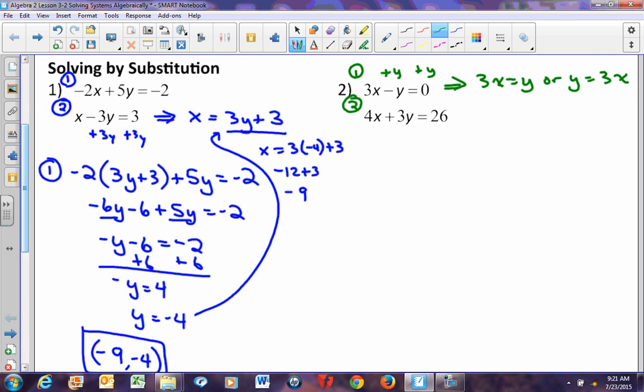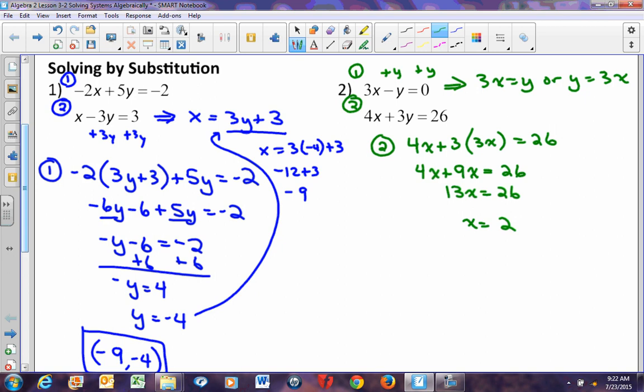So if y equals 3x, in equation number 2, every time I see a y, I'm going to put in 3x. So I have 4x plus 3 times y, which is 3x, equals 26. So 4x plus 9x equals 26. 9 and 4 is 13. 13x equals 26, so x equals 2.